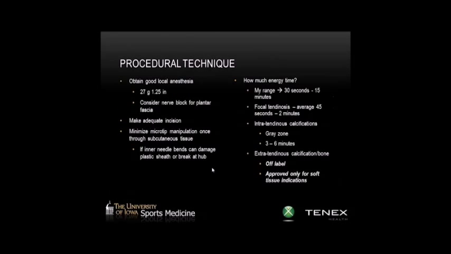In terms of procedural technique, obtaining good local anesthesia is very important. I like to go in with a small needle, a 27 gauge, 1.25 inch. That way I know if I'm coming in at the appropriate angle. Those of you who have been doing procedures know the device is not very long, and if you don't have the right entry site, you're going to run into trouble. So I like to use a short needle just so I can feel good about being able to reach the region of pathology.